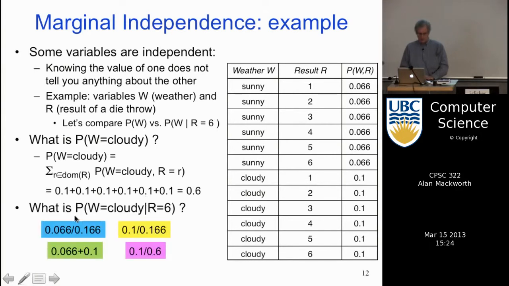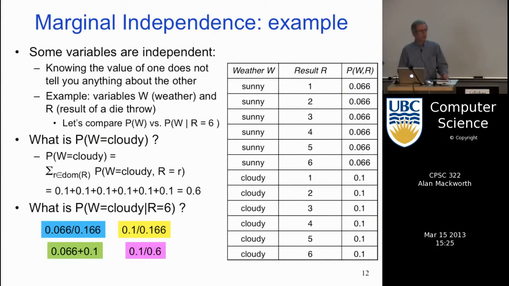Right? So what is the probability the weather is cloudy given that R is 6? Remember how to compute the conditionals? How do you do that? Well, I know I'm in one of two worlds, right? If R is 6, that rules out every world in which R is not 6. So all these other worlds are immediately set to 0, right? And I've got two situations there where R is 6. There's a sunny and a cloudy, right? And so I would have 0.1, sorry, 0.066 and 0.1. Right? And I'm interested in the cloudy one.